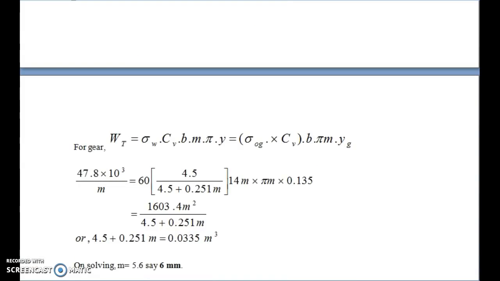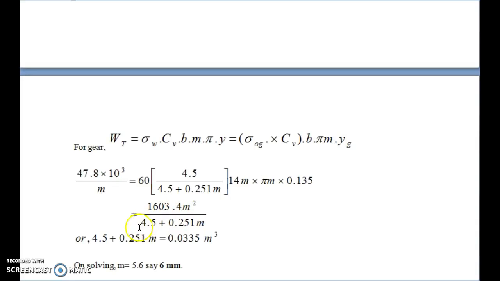For designing the gear, the Lewis equation will be applicable for the gear. For the gear, WT equal to sigma W into Cv into b pi m y. If we write sigma W equal to sigma OG Cv in a bracket, b pi m y. Put in the value of WT: 47.8 multiplied by 10 to the power 3 upon m equal to sigma OG 60, Cv 4.5 upon 4.5 plus 0.251 m, multiplied by face width given as 14 m, pi m and yg.